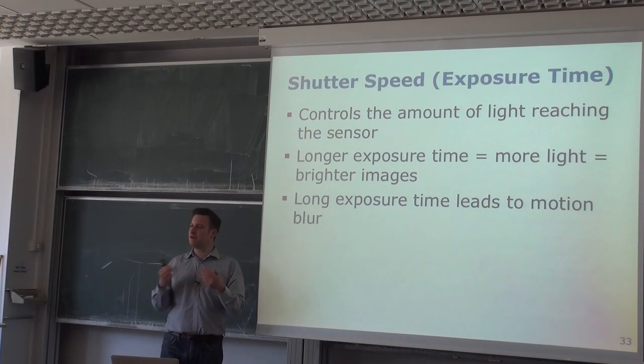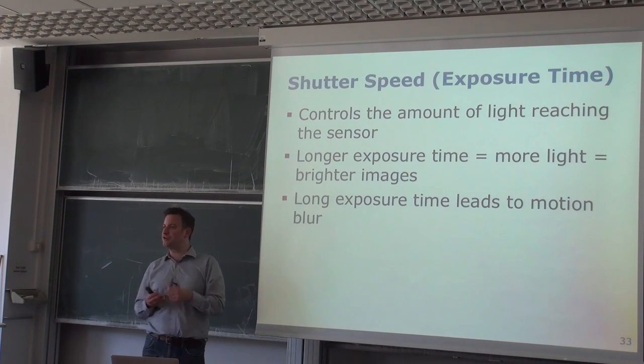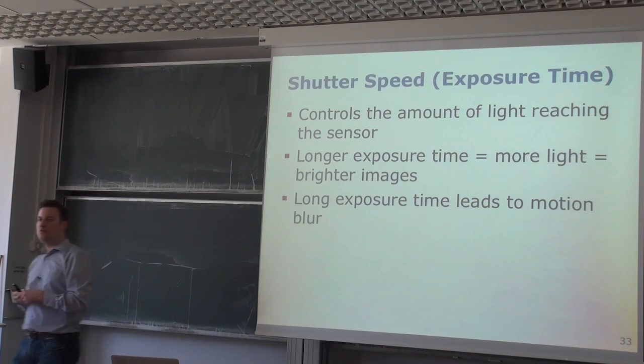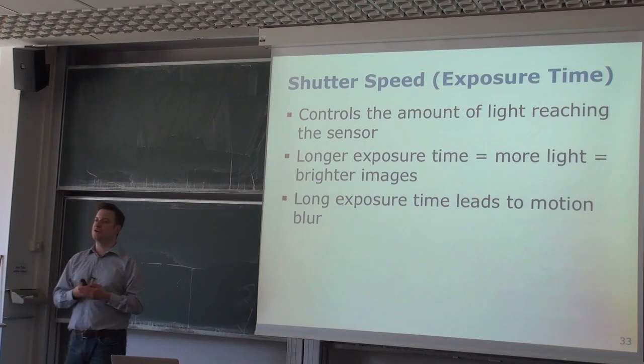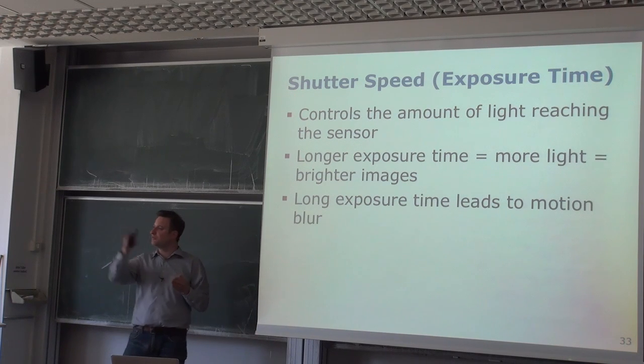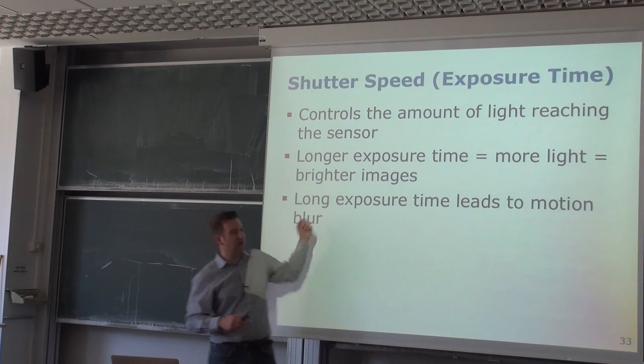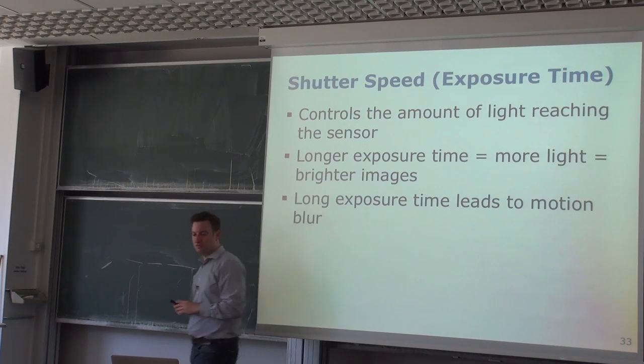But the problem is that with very long exposure times, motion blur is an issue. So if either the camera moves or the object that I'm picturing moves, I typically want very short exposure times, because otherwise the object moves while taking the picture, and then I get blurry images. This is the issue of motion blur.